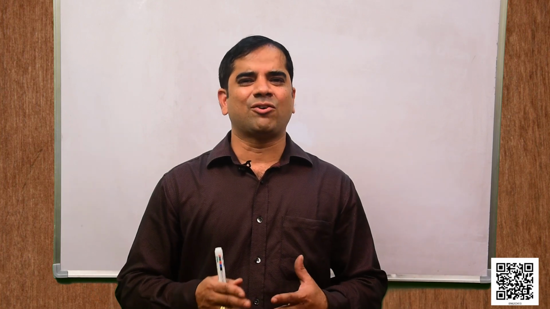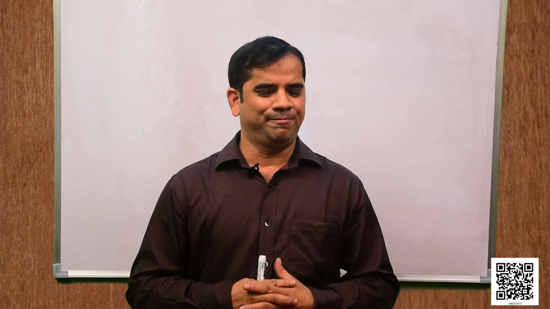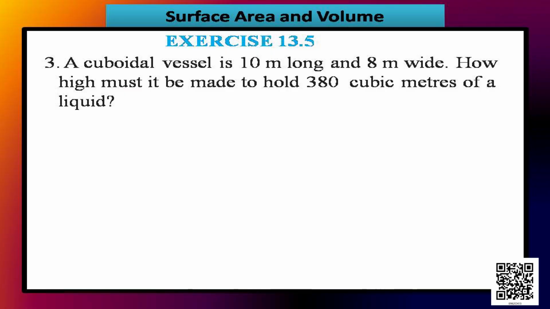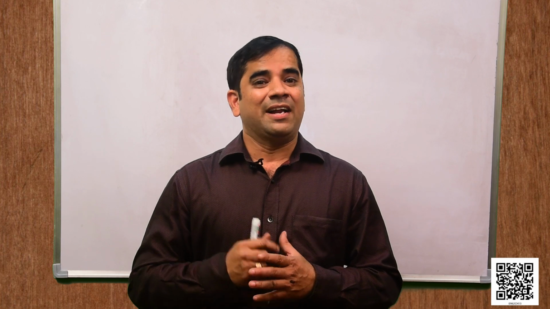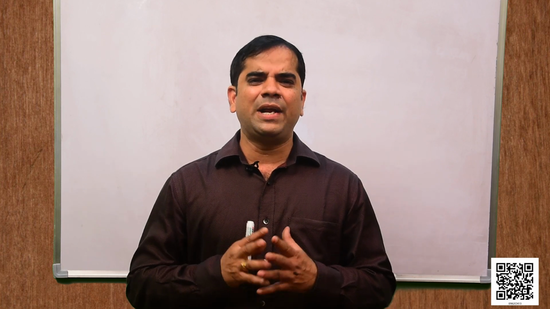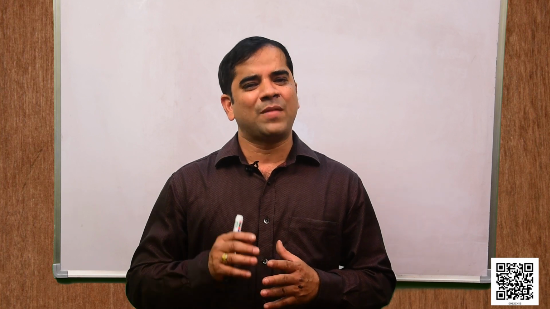Students, let us now solve question number 3. It says a cuboidal vessel is 10 meter long and 8 meter wide. How high must it be made to hold 380 cubic meters of a liquid? Here the volume is given, that is 380 cubic meter. Length and width are given. We need to find out the height.